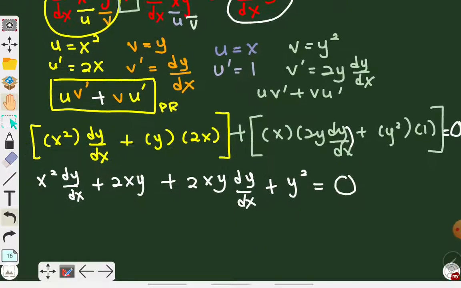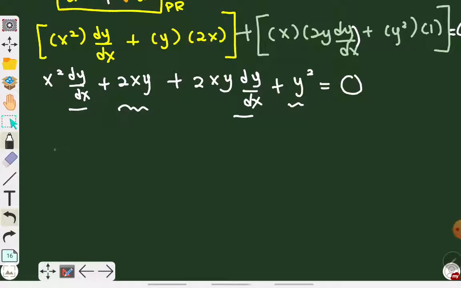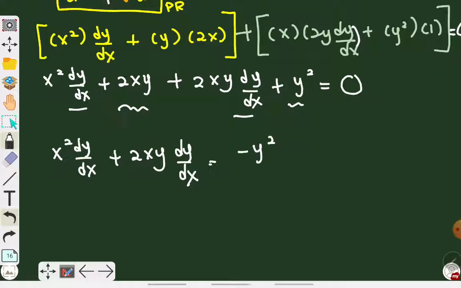Okay, now let's simplify this. How do we do this? The next step is you arrange all the dy/dx terms. So this is dy/dx. If there is no dy/dx, let's swap it to the other side. So we have that this becomes x squared dy/dx plus 2xy dy/dx, and you have these two cleared, so you have negative y squared and minus 2xy.